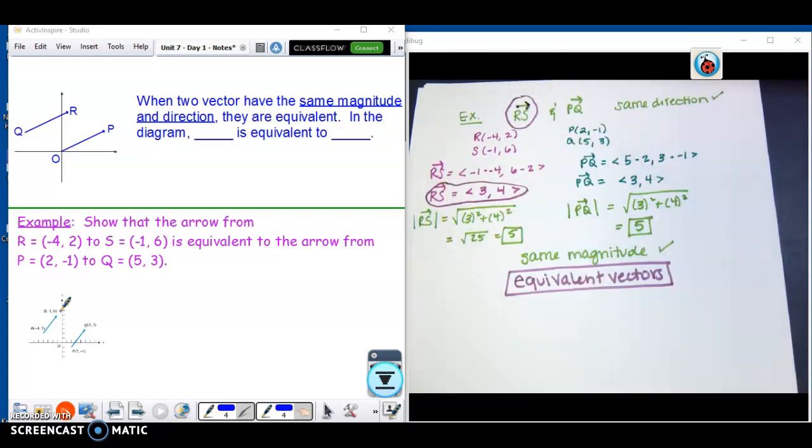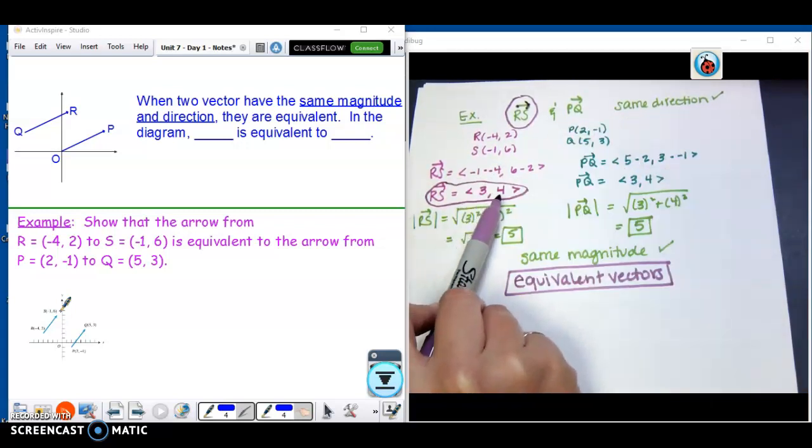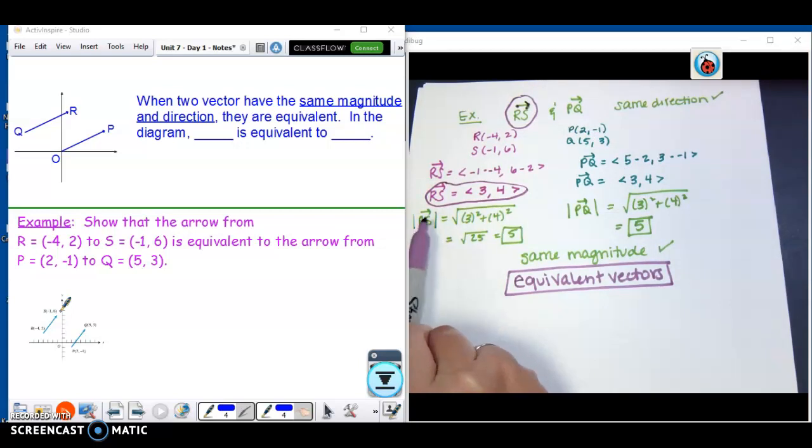Okay, so the vector is 3, 4, x value 3, y value 4. If you put these absolute value bars around the vector, that means you want to find the magnitude. Magnitude tells you the length. And to do that is the square root of a squared plus b squared, and that gives you the magnitude. Okay?